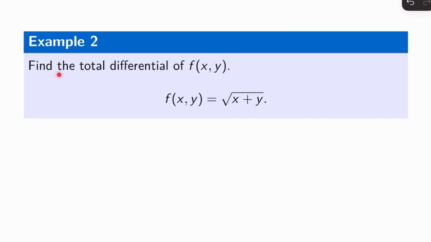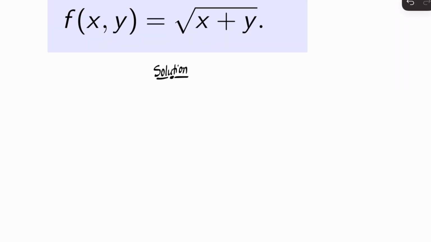Example 2. Find the total differential of f of x, y equal to the square root of x plus y. Solution. Here we have f of x, y equal to the square root of x plus y. So we need to rewrite f of x, y. We can rewrite the square root as exponent 1/2. So that will be x plus y, all to the exponent 1/2.